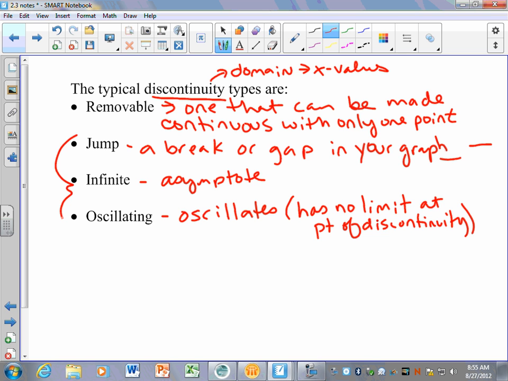These are all called non-removable. In part of your homework, they just say, is it removable or non-removable? Well, if it can't be fixed with just a point, it's called non-removable.